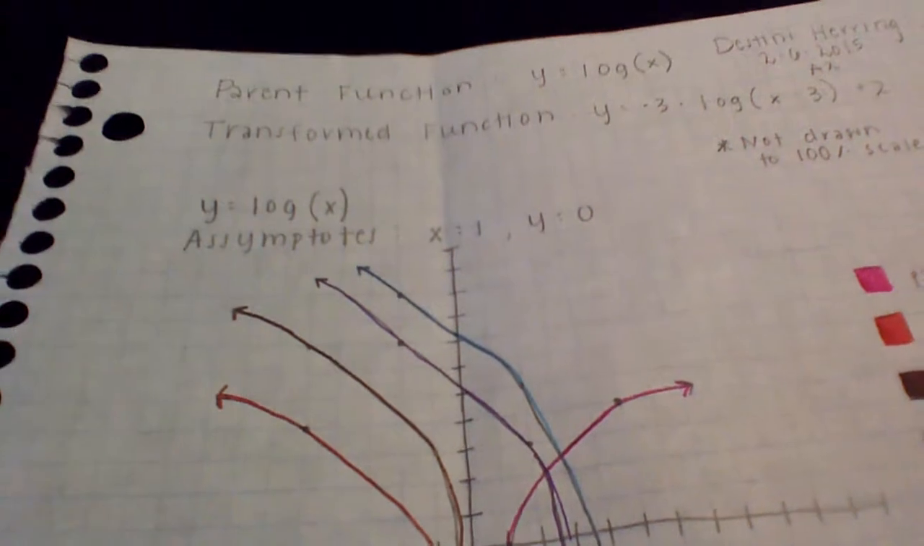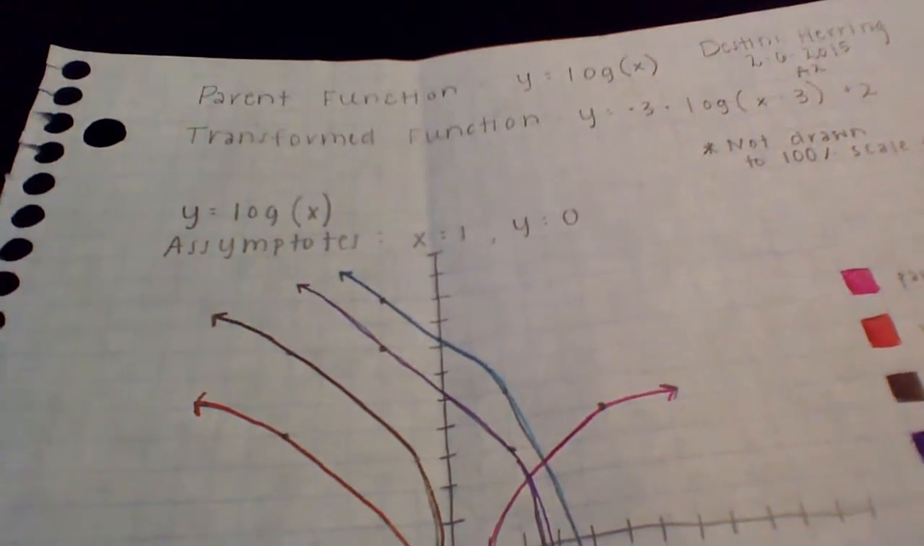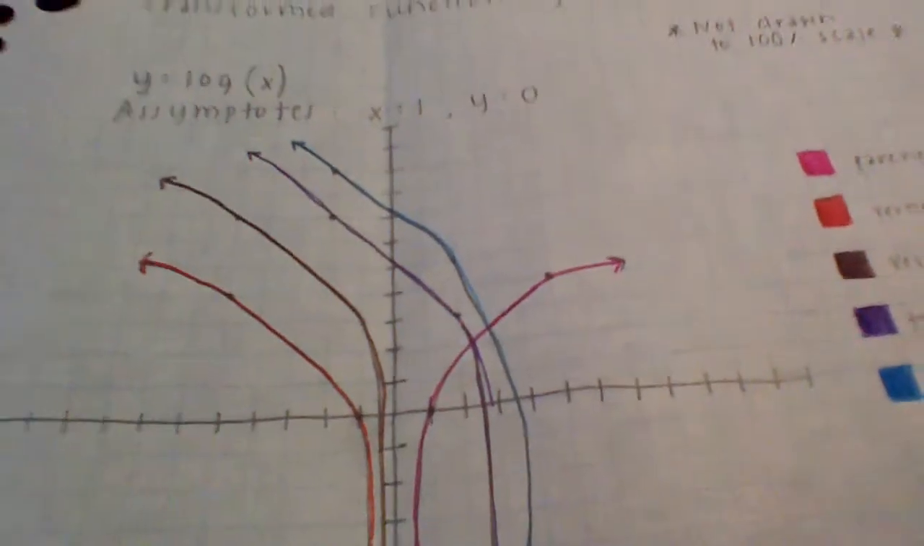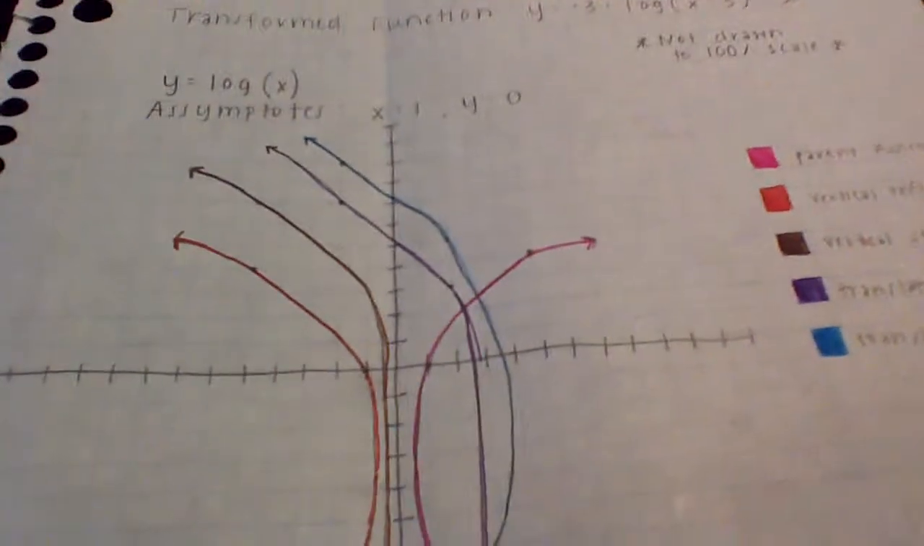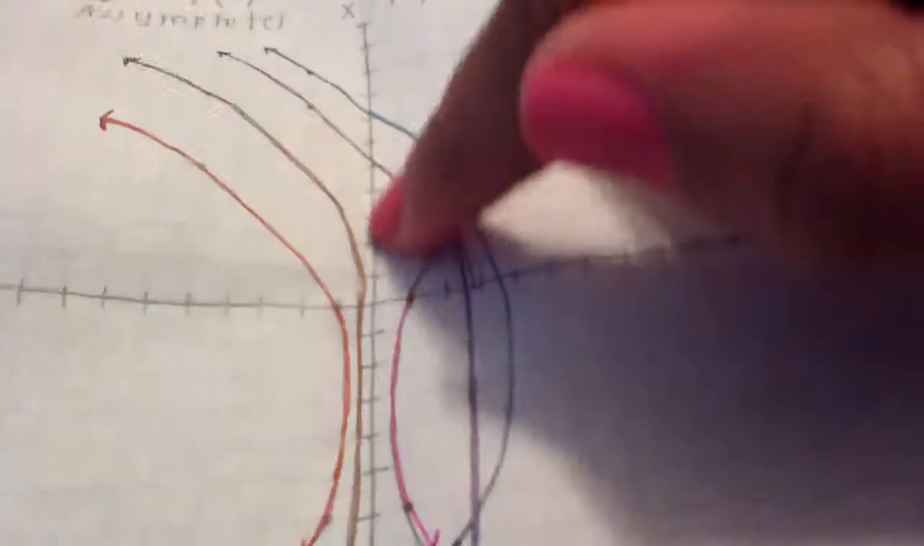First I want to start out with my parent function's asymptotes, which is x equals 1 and y equals 0. I didn't show it on the graph, but I can show you on the paper, which is right here, where the actual parent function starts, which is this line right here going up and down.